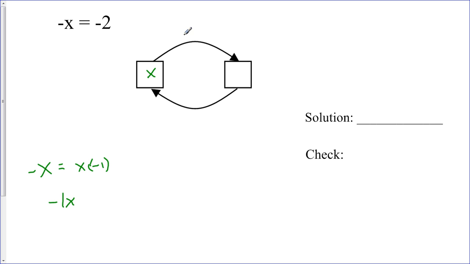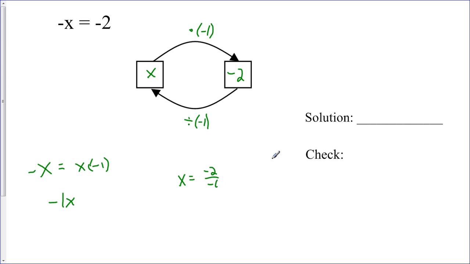So what's happening here is x is being multiplied by negative 1. The result of multiplying x by negative 1 is negative 2. So to undo the multiplication by negative 1, we have to divide by negative 1, which means that negative 2 divided by negative 1 is what x equals. So x equals negative 2 divided by negative 1.